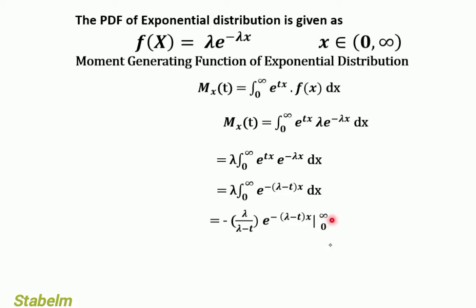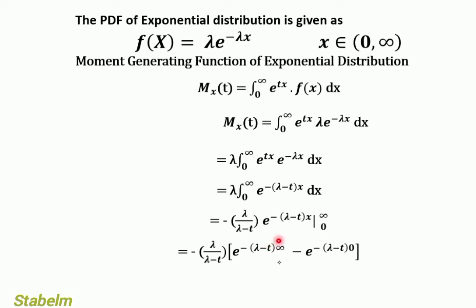Now we have to slot in this interval into this, and we should not forget that we have nothing to do with this right now. So therefore we are substituting infinity for x, then minus this function with 0 for x, and we are going to have the same minus into bracket lambda divided by lambda minus t bracket close here, exponential raised to power minus lambda minus t into infinity minus exponential minus into lambda minus t into 0. That is, when x is infinity, we have this function, minus when x is 0, we have this function.